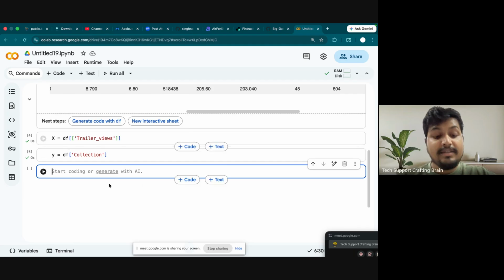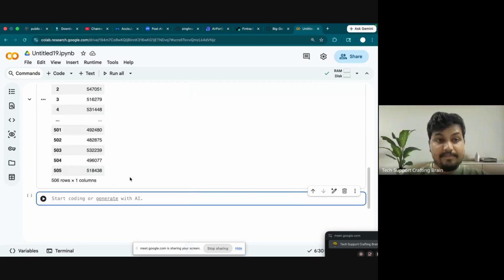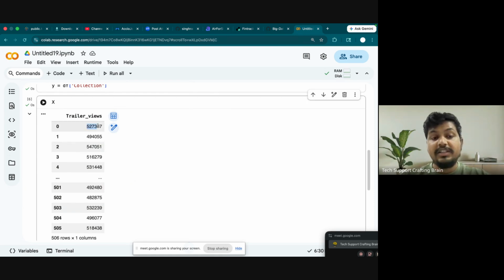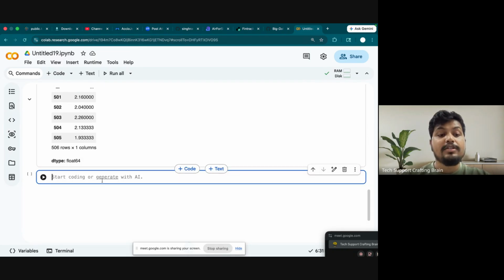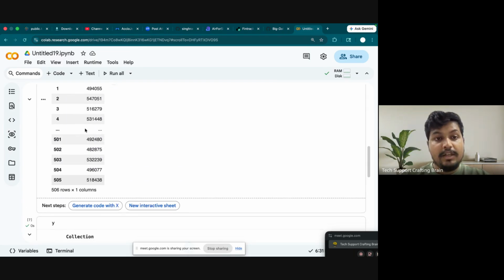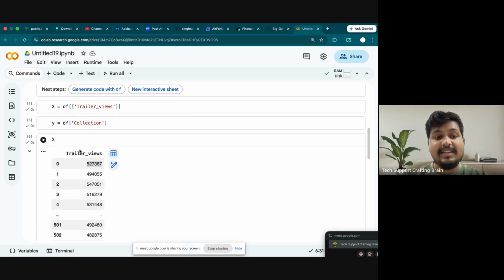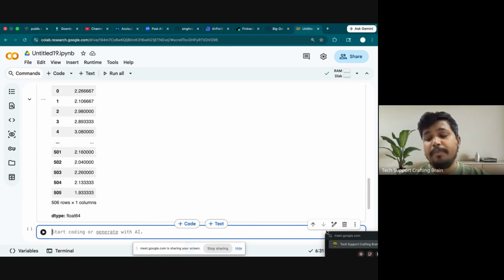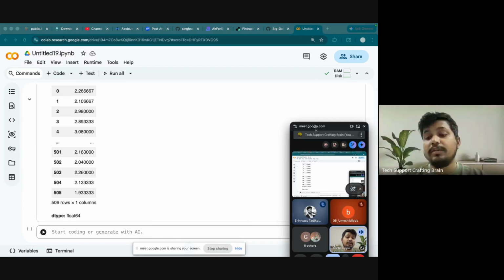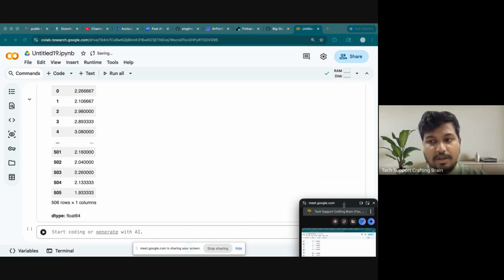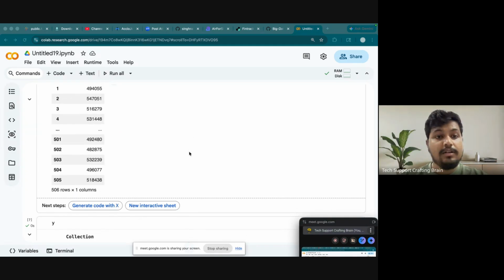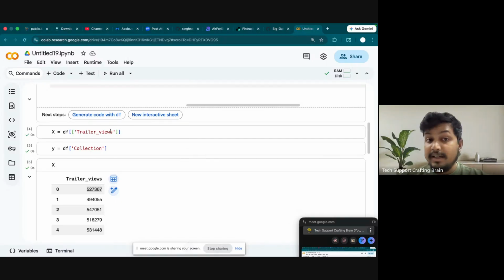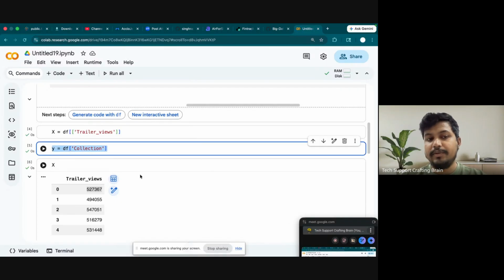So what we have taken, guys, this is our X data. X means using this trailer views, we are going to make some sort of a prediction. And this is your actual data. So X and Y both we are having. Obviously, we are going to use the linear regression algorithm right now. Using X and Y, we are going to make the prediction. X is trailer views and Y is collection of a movie.